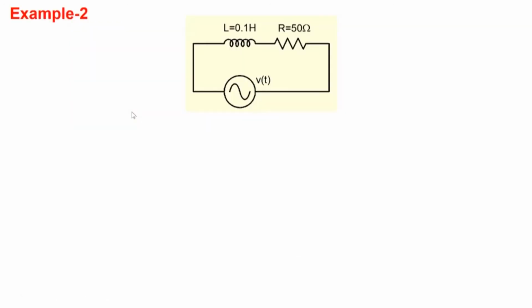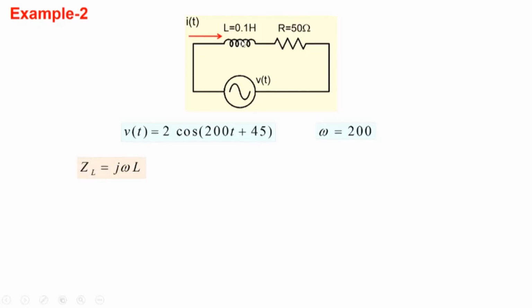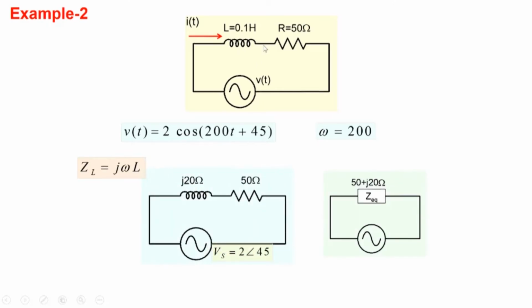All right, so let's look at another example with two elements here. We have this inductor and a resistor, and we are given this voltage again, cos(200t + 45°). So omega is 200, and the inductor impedance then is j omega L, right? So we get a phasor circuit. From an original circuit, determine a phasor circuit. The phasor circuit replaces the source by 2 angle 45, replaces the inductor by an impedance j20, and the resistor stays as a resistor, 50.